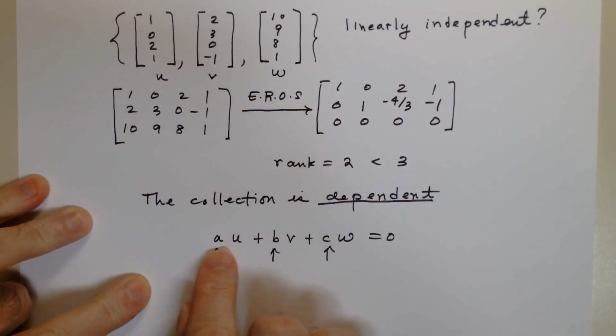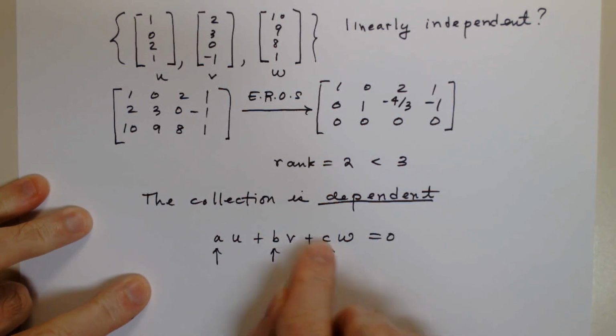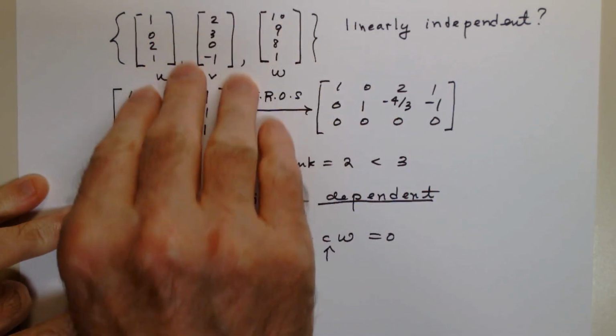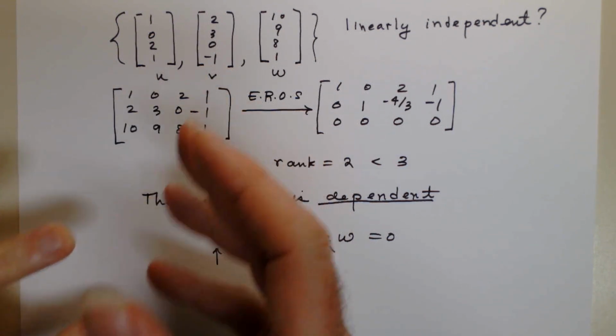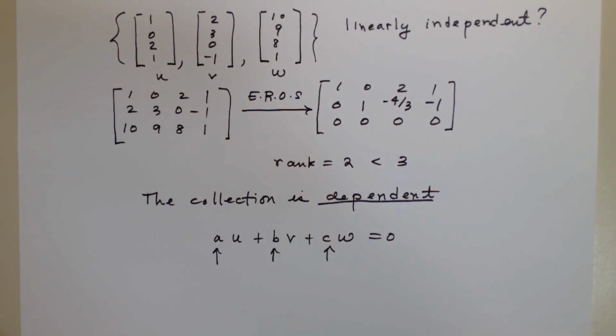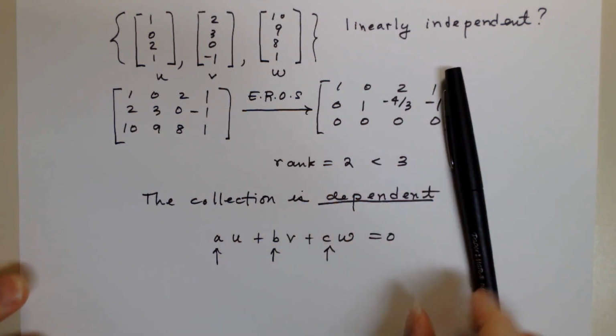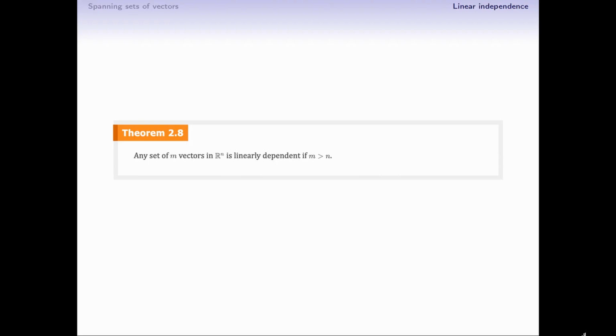So if you really needed to find these coefficients A, B, and C, you'd be better served to feed these as columns into an augmented system, a homogeneous system. And that way, when you're done doing your row steps, you would have the A, the B, and the C, a non-trivial A, B, and a C that would solve this homogeneous equation. So this does serve the purpose, though, of telling us that these vectors are linearly dependent. Okay, so I hope that was illuminating for you. Let's head back to the class notes.